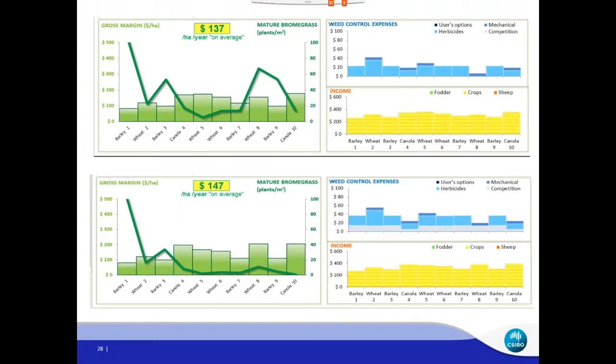One of the good things about RIM itself is how you can compare things side by side pretty easily. So these are the two options side by side. At that lower option, there's still some work to do, but you can see it's maintaining a much lower seed bank over the 10-year period, and it's increased the profitability. And there's a couple of years, you can see in the blue here, where you're able to drop that weed control expense down substantially.